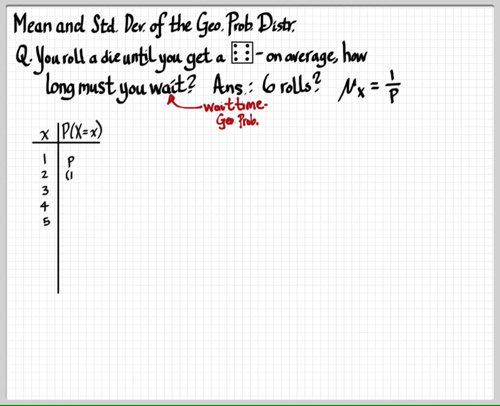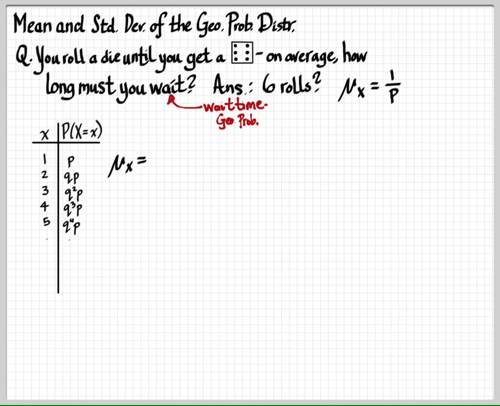I want to prove this formula. It's some nice algebra in proving it. So here is my table again. I copied it from the last slide for the geometric probability distribution. Probability of the first success is on the first trial, second trial, third trial, fourth trial, fifth trial, and so forth. I want the mean of this probability distribution.